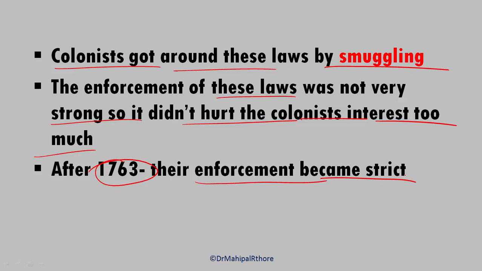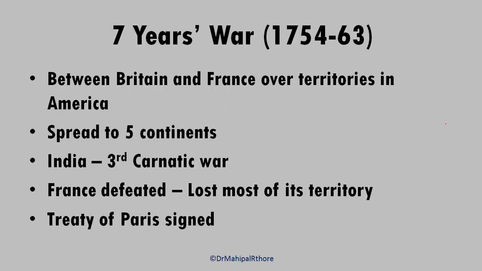Because a war had ended and Britain was in debt, so they needed the money. But before that, for almost 100 years, it was in a very relaxed mood. No one was very strict, and the colonists were also making profit. The British were also making profit. Now we start with the course of events in the American Revolution.